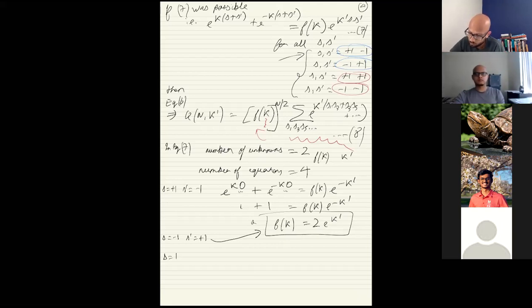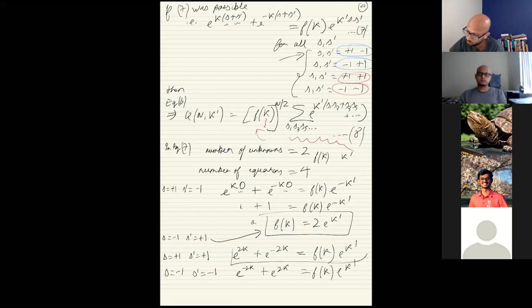Now let's go to s is equal to plus 1, s prime is equal to plus 1. What do we get now? We get e to the power k(s plus s prime), which is now 2, so e to the power 2k plus e to the power minus 2k is equal to f of k, and now s and s prime have the same sign, so e to the power k prime. And when s is equal to minus 1 and s prime is equal to minus 1, s plus s prime is now minus 2, so this becomes e to the power minus 2k plus e to the power 2k is equal to f of k e to the power k prime. Again, the same equation, right? This is just a plus b versus b plus a. We haven't changed anything.